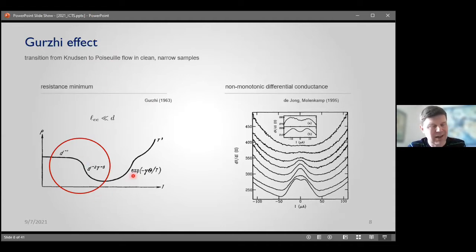Now, that effect has actually never been observed in experiment, although in '95 there was an attempt at observing the Gurzhi effect in gallium arsenide heterostructures.